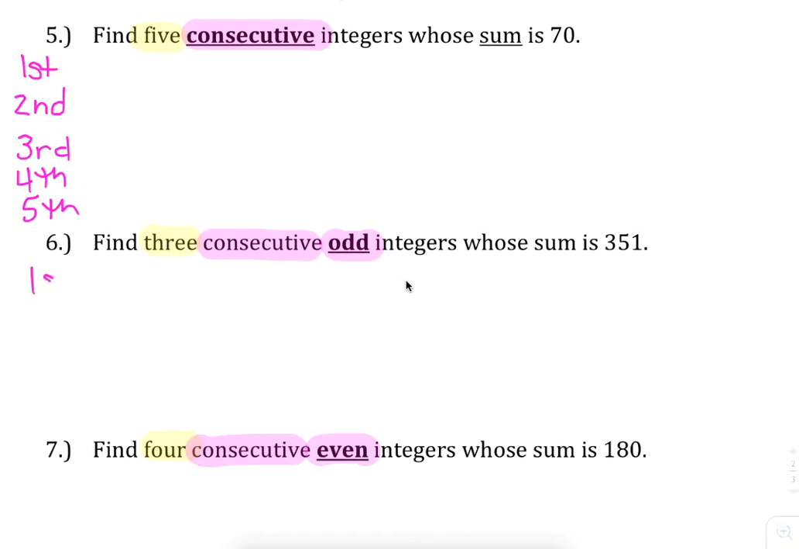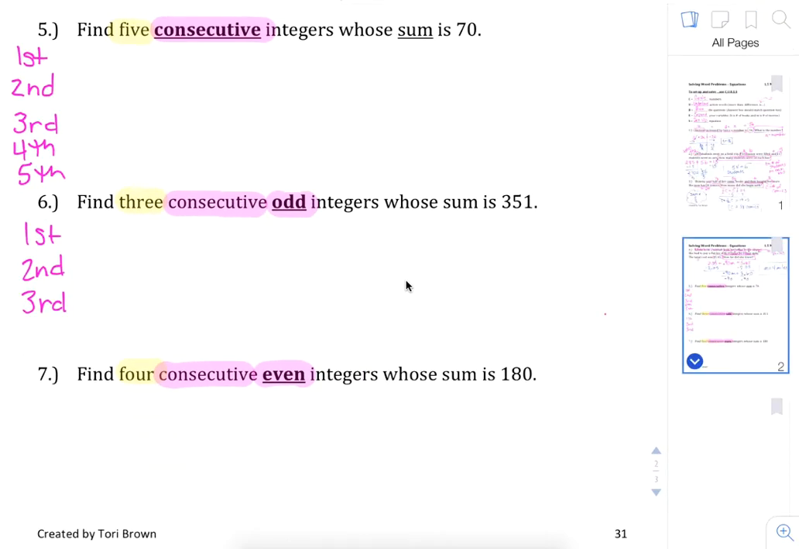Problem 6 only needs 3 answers. So first, second, and third. Make this a little smaller. Problem 7 needs 4 answers. First, second, third, and fourth. Okay, go ahead and take just a second, set that up.